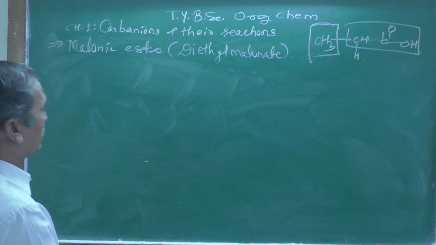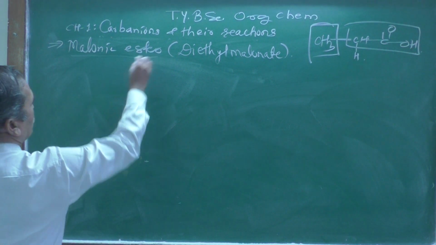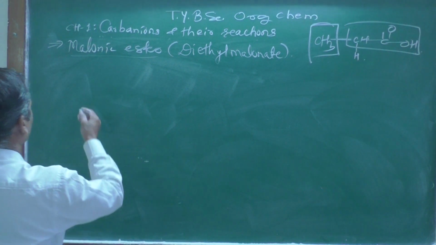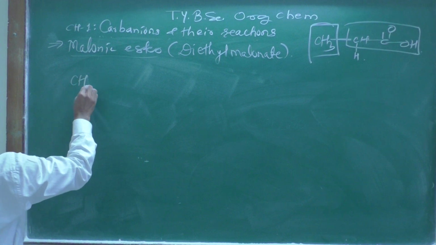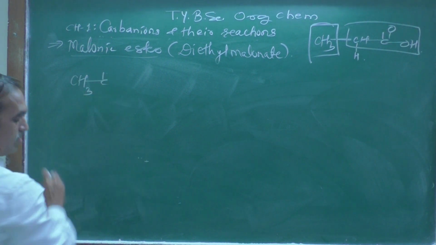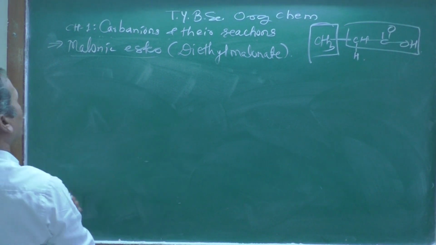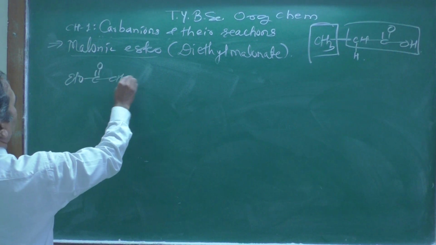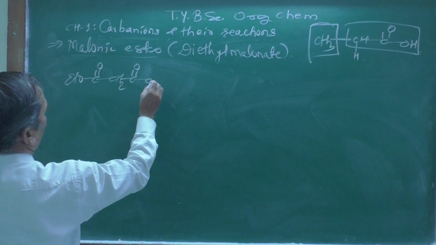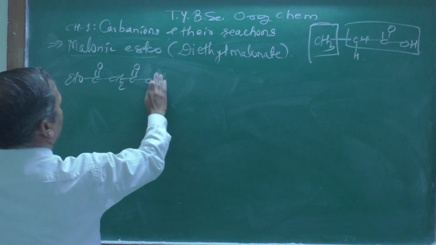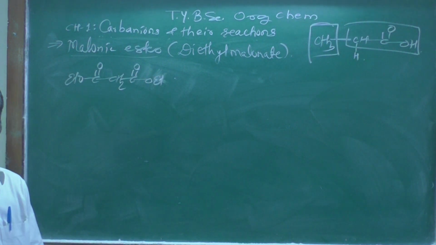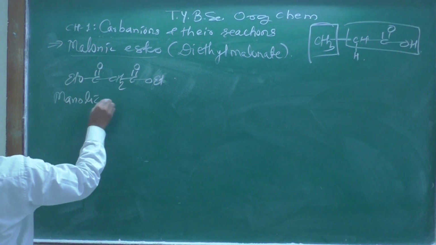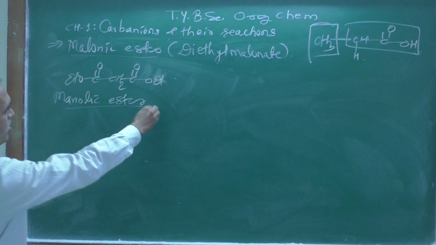Now, what is our starting material, or substrate, or reactant? It is malonic ester. Here the malonic ester, as we know, is EtO, then C double bond O, CH2, C double bond O, and OEt, right? This is the starting compound, the structure of malonic ester.